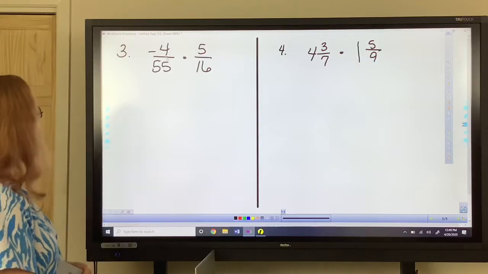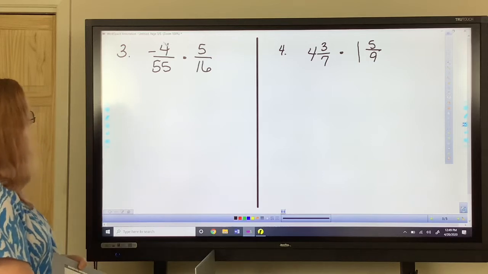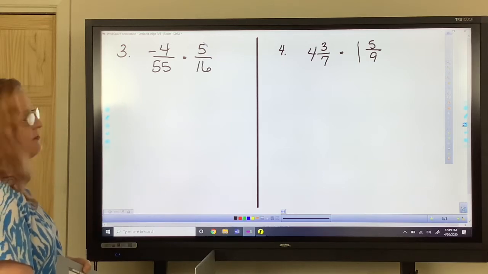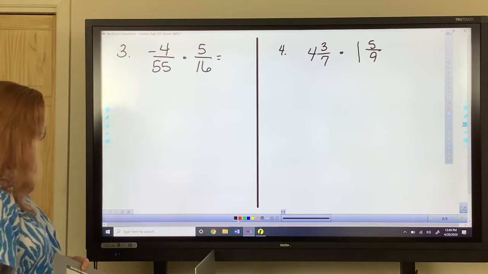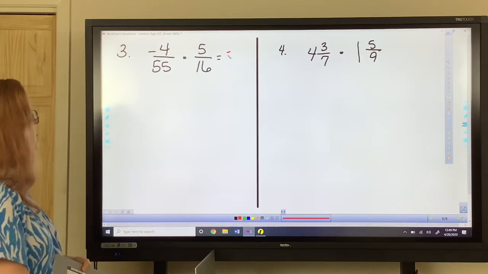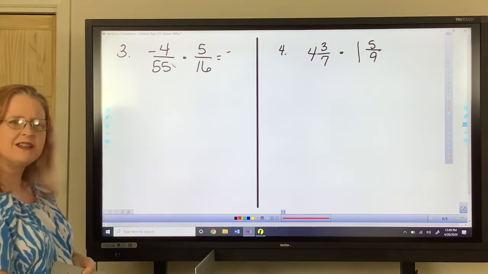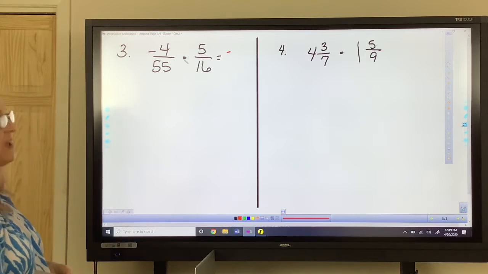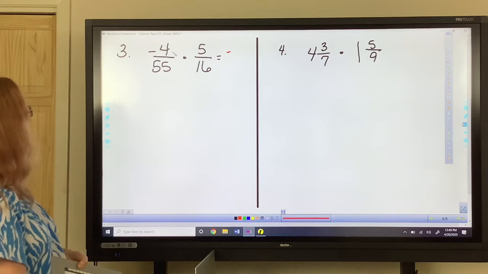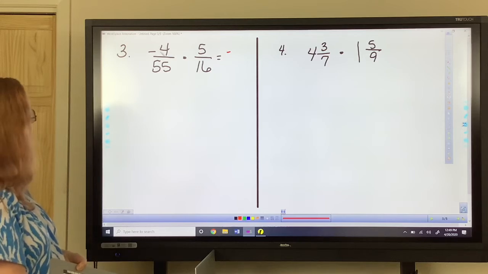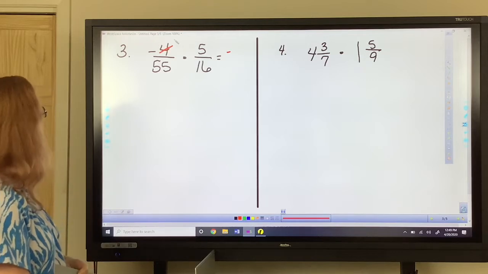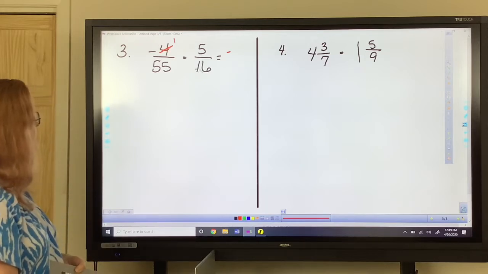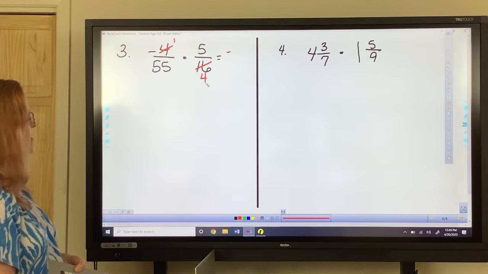In this example, let's look. We have a negative times a positive, so our answer is going to be a negative. Change colors. And then we can check and see if we need to reduce. And actually on this one, we have a lot of reducing we can do. 4 will divide into 16. So 4 goes into 4 one time. 4 goes into 16 4 times.